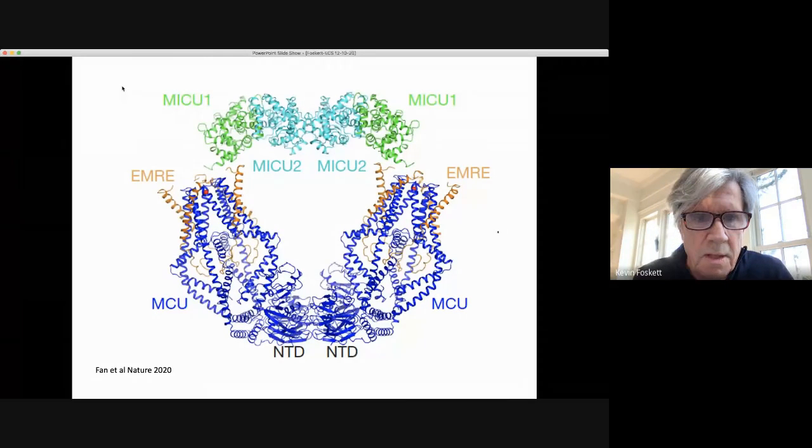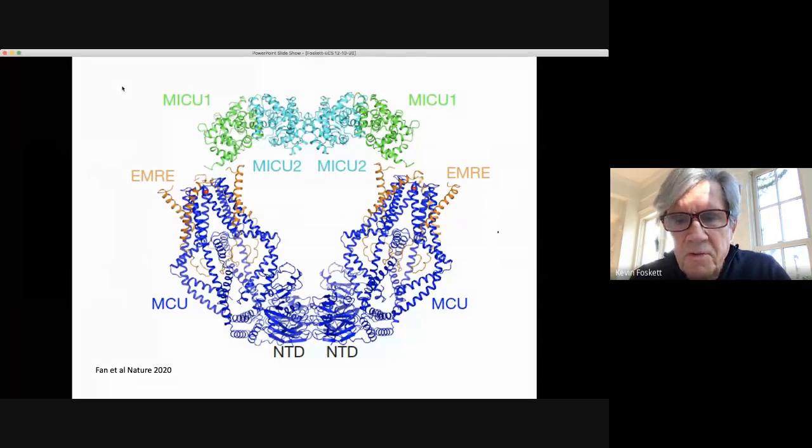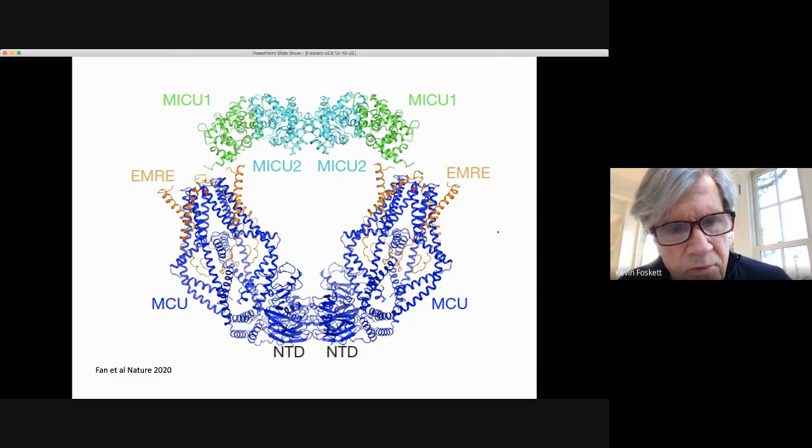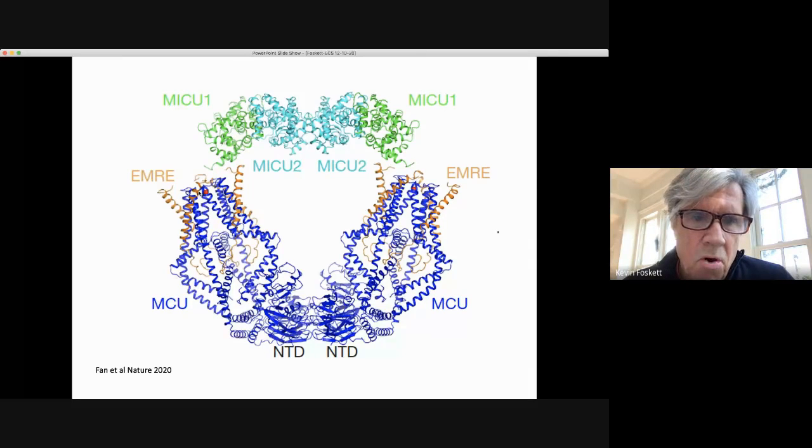This is what it really looks like. This is a picture of the holo complex. There were pictures of various fungal complexes, and then eukaryotic complexes without MICU1 and MICU2, but here's what it looks like. And so the stoichiometry is 4 MCUs form the pore. The red dot is a calcium ion sitting in the selectivity filter.